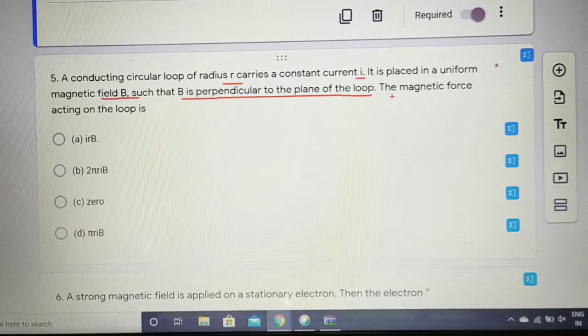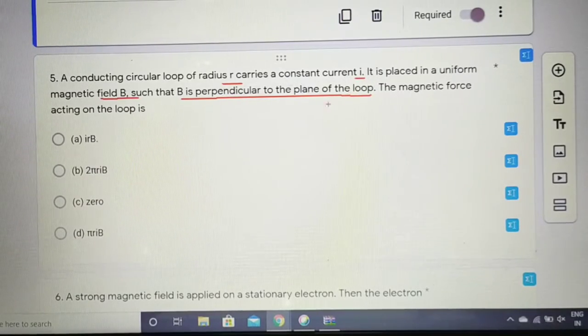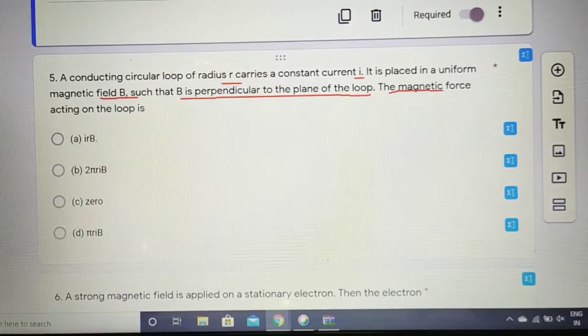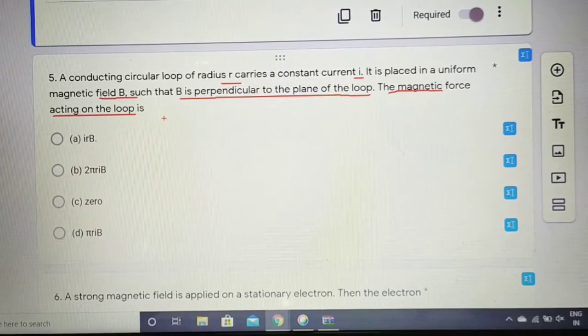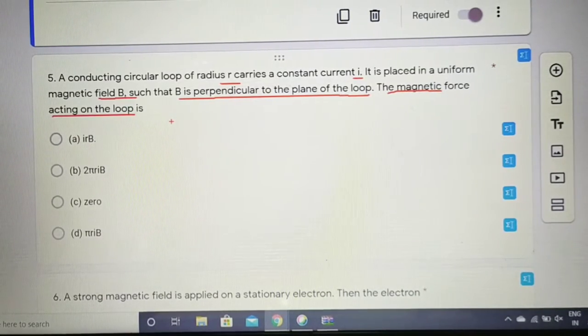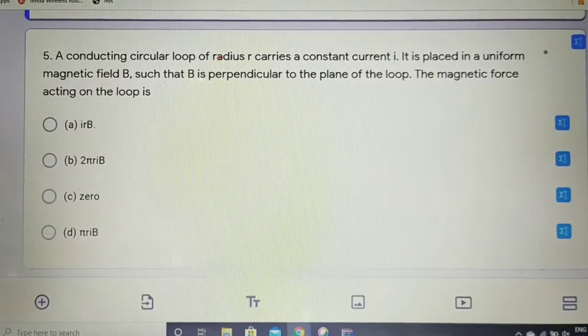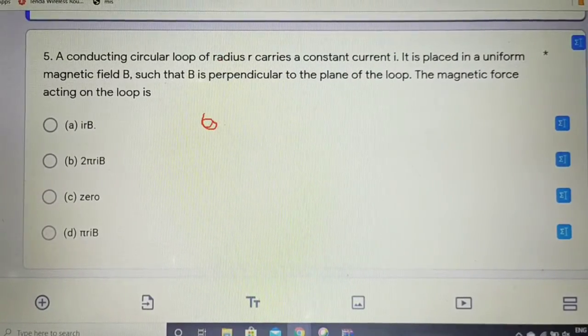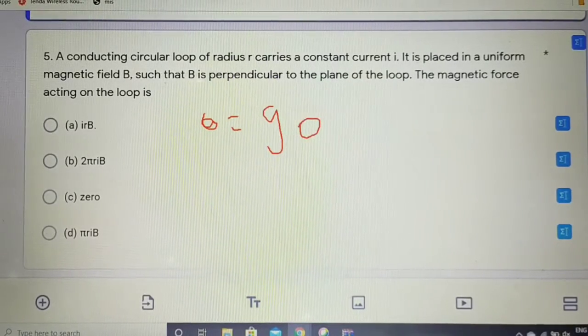B is perpendicular to the plane of the loop. Now see, what we have to find is the magnetic force acting on the loop. What is the formula for magnetic force? Do we know the formula for the magnetic force acting on this loop? What is the formula? Theta given is 90 degree, and we have to find the value of the magnetic force. What will be the magnetic force on a current carrying wire?